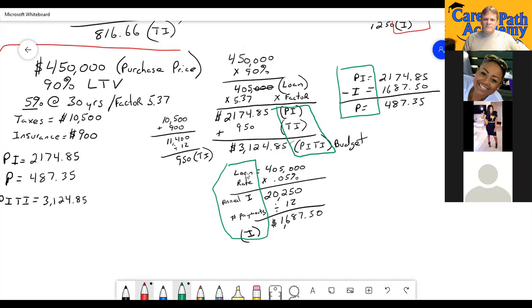See the formulas? I got the formulas for all three of these figured out here for you. This is the formula for calculating the interest. Here's the formula for calculating how much goes towards the principal. And here's the formula for calculating PITI. Take your PI, add your TI, and you get your PITI.